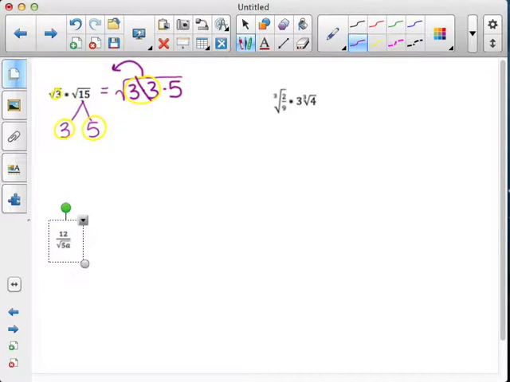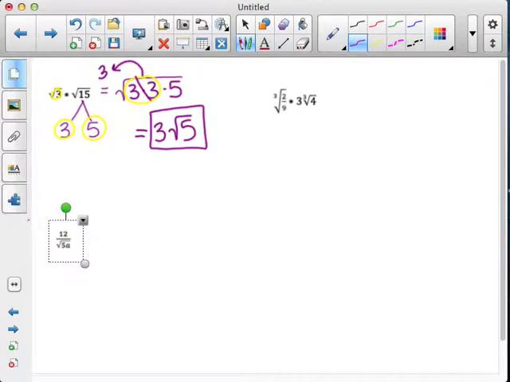3 times 3 is 9, and the square root of 9 is 3. So out comes a 3, and those two 3's inside go away. So this ends up equaling 3 square root of 5. And that's my final answer there.